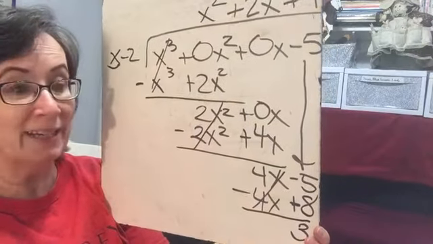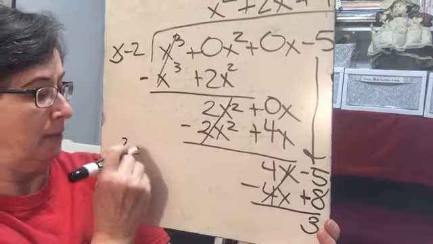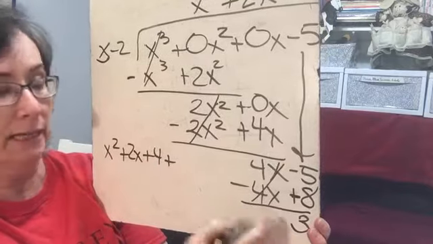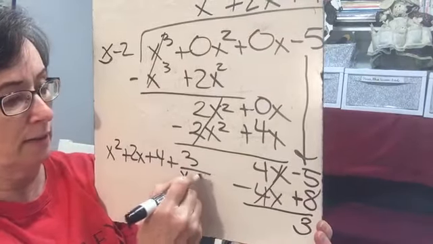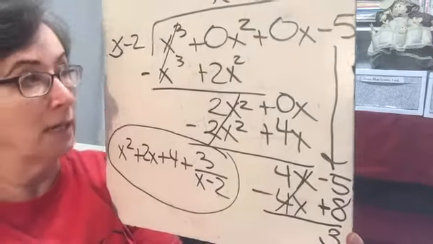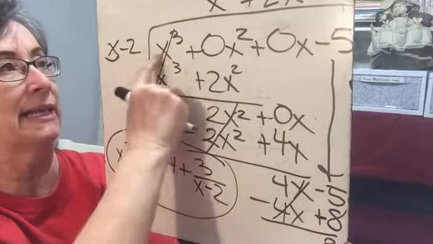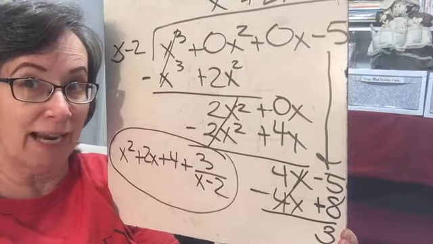So when I write it all out, it's going to be x squared plus 2x plus 4 plus 3 over x minus 2 as my remainder. So that's my answer. But again, shouldn't I be able to multiply this by this and get this back again if I did it right?